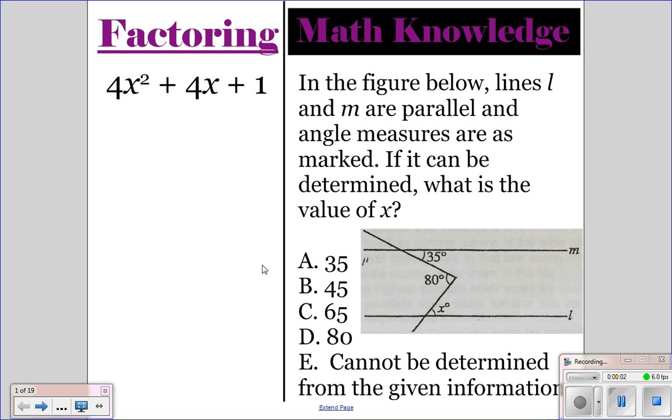Alright, y'all go ahead and do the factoring and the math knowledge question for today. Pause the video, and once everyone is finished, you can unpause the video and I'll go over the correct answers.